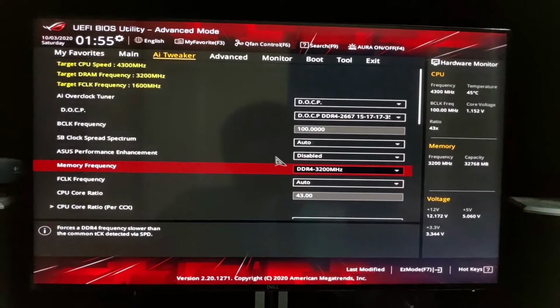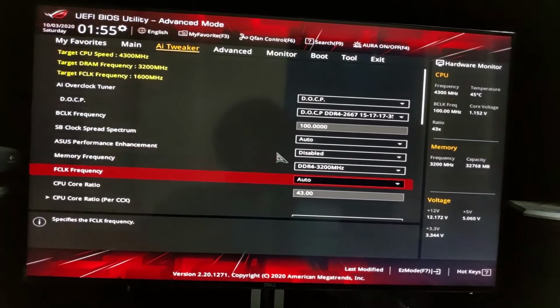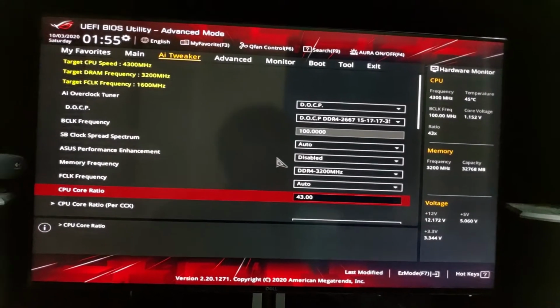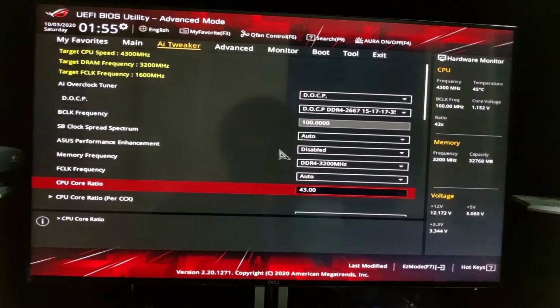So what you are seeing is that those are the multipliers, and you need to multiply with the BCLK frequency, just like with the CPU core ratio as on the motherboard I have. So just keep that in mind.